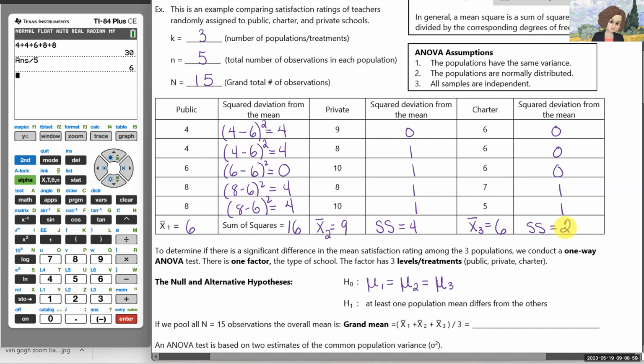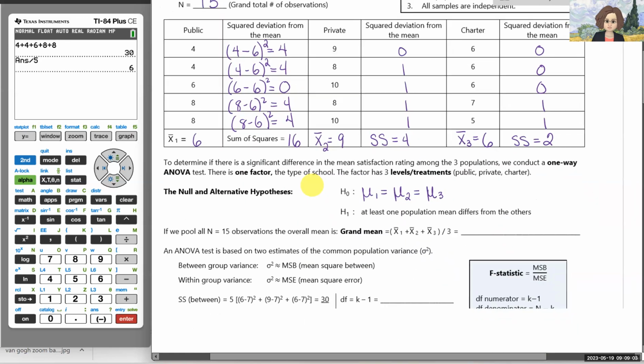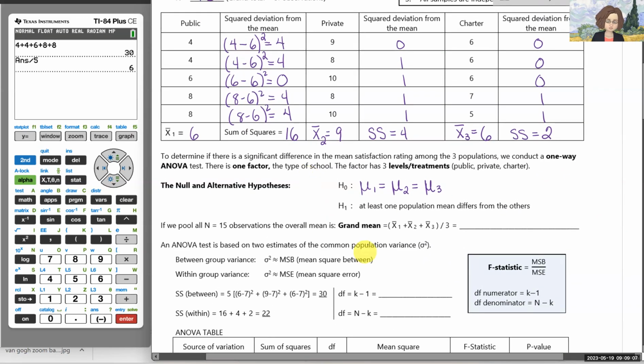All right, so in analysis of variance, we are going to look at some of the components of the formula that is needed. Let me start with this statement. Pooling just means put all of the data together, those 15 observations. Then the overall grand mean, the average of all 15 observations, can be found using this formula, where we take our sample means, 6 for public, 9 for private, sample mean 6 again for charter. And there's 3 of those. If we divide that by 3, that will give us the grand mean, the overall mean. So if I take 6 plus 9 plus 6, divide that by 3, that will give us an average of 7.